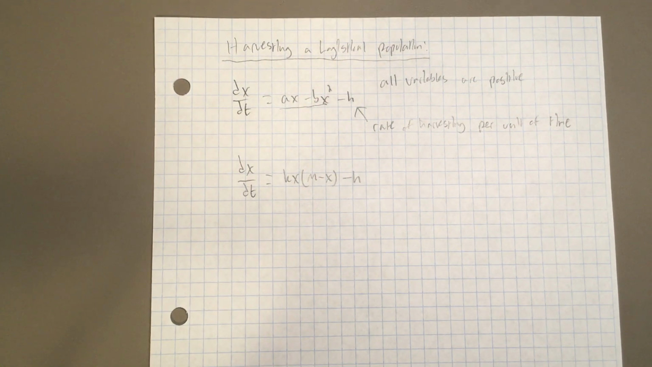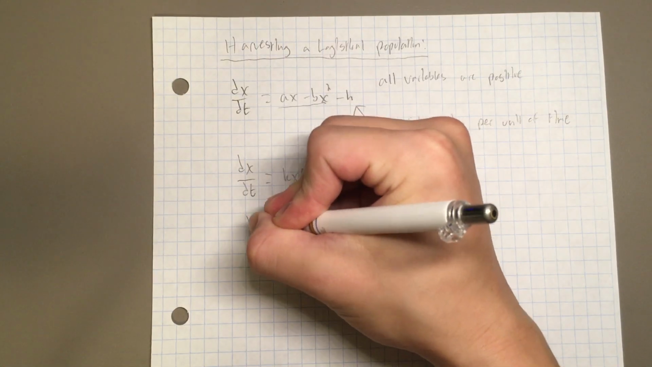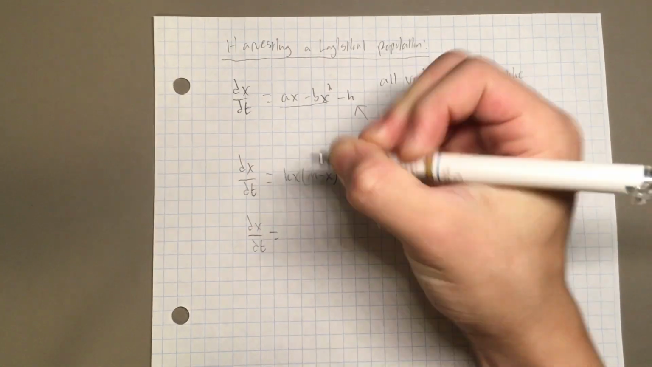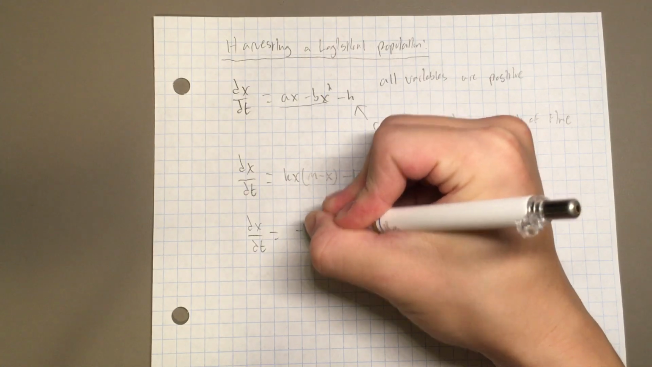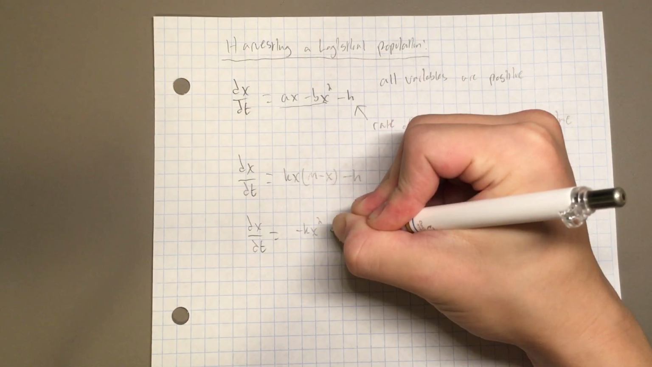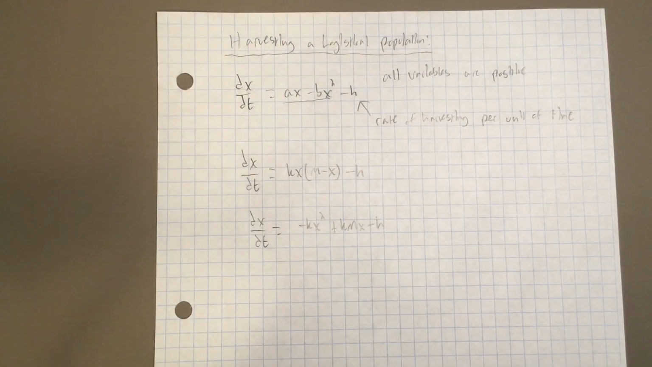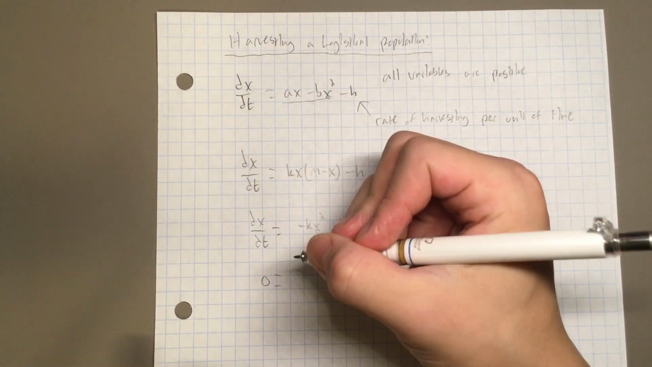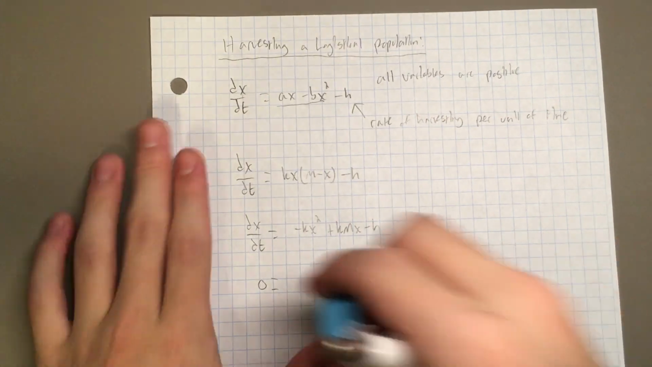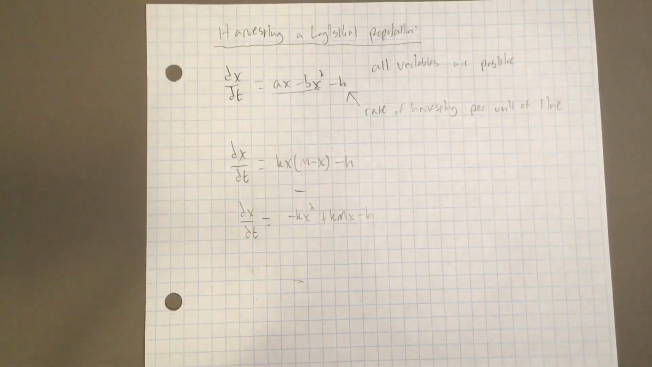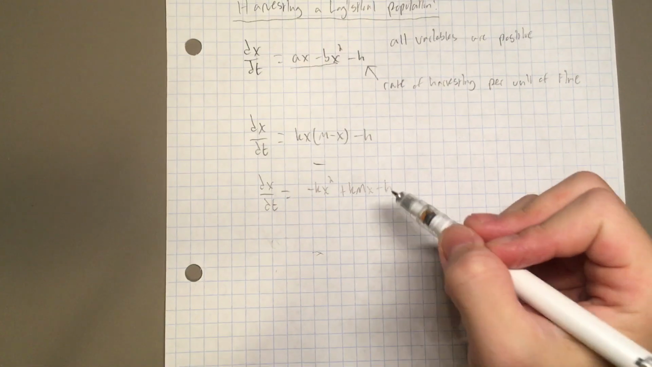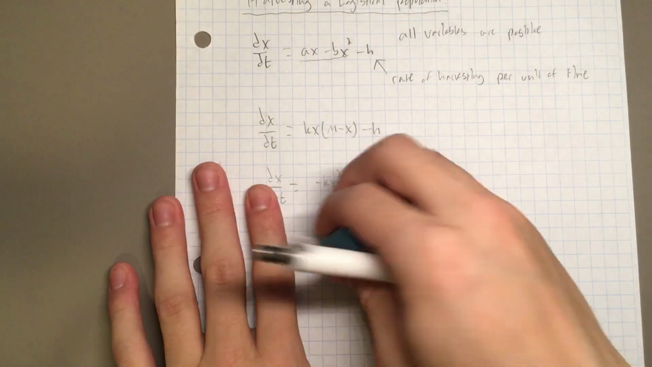So if we're trying to find critical points for this equation to determine where its stability is, the first thing we want to do is multiply it out. So we'll get dx over dt equals negative kx squared plus kmx minus h. And so what we can actually do at this point is use the quadratic equation. We can plug these values into the quadratic equation, and then that'll give us our critical points.